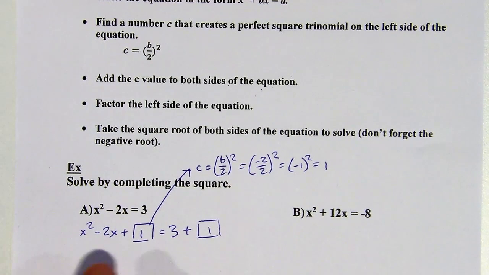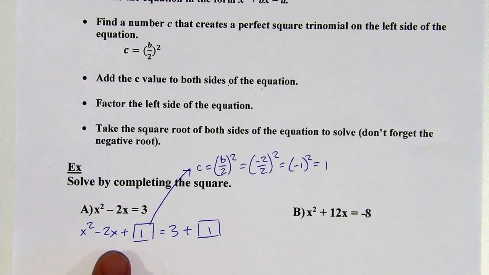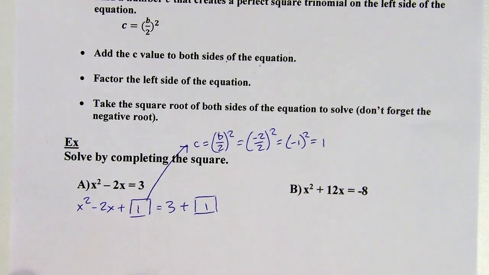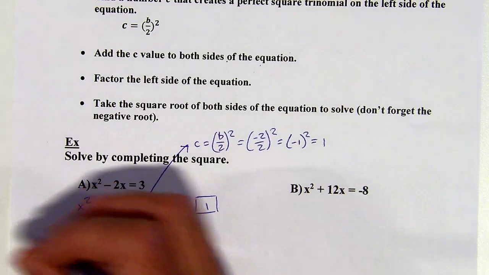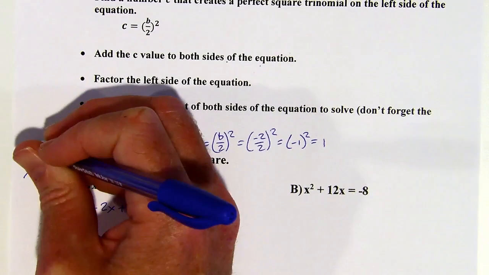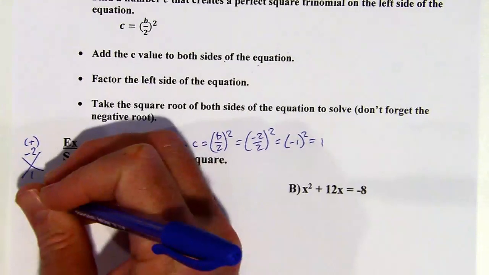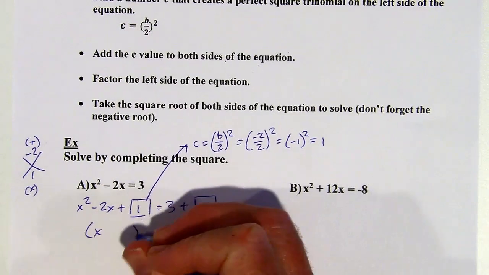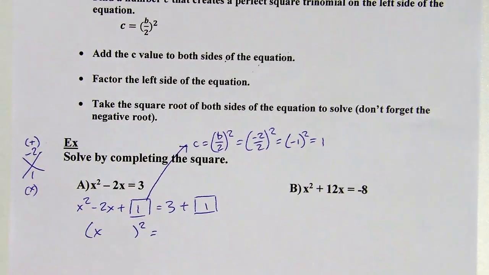Okay, now on the left side, next thing to do is to factor this. It should factor into something times itself. Okay, so let's set up a little diamond problem here. Looking for two numbers that add to -2 and multiply to 1. Okay, and I know it's going to factor into something times itself like that.